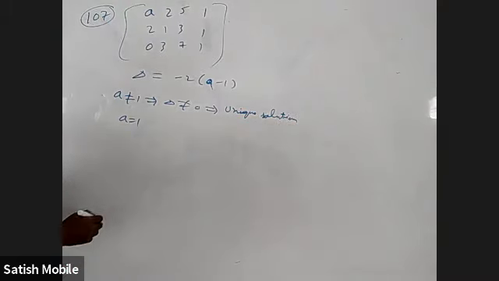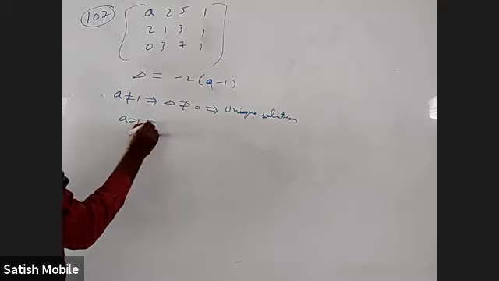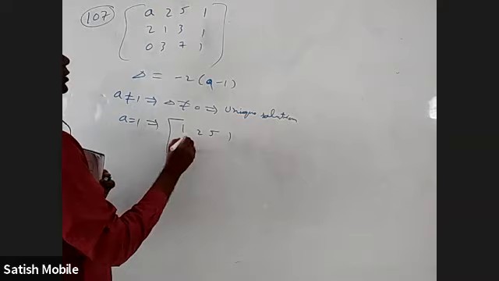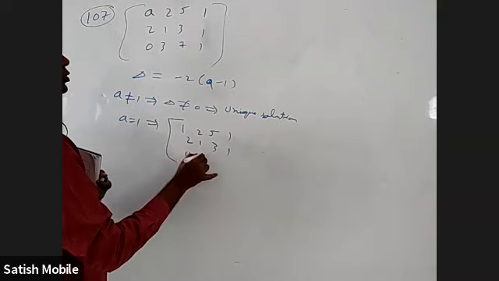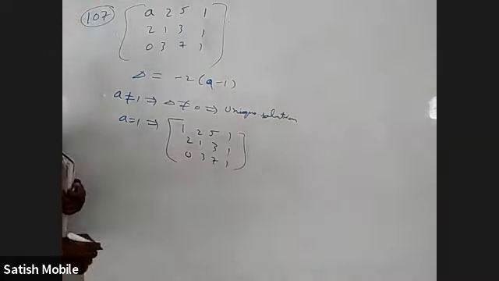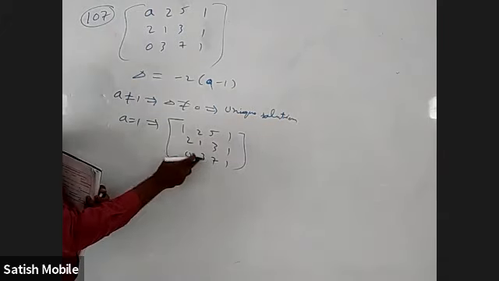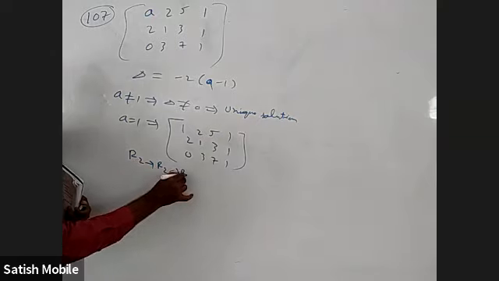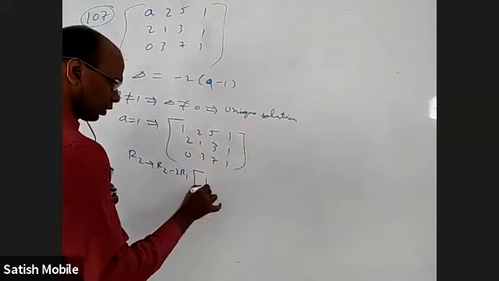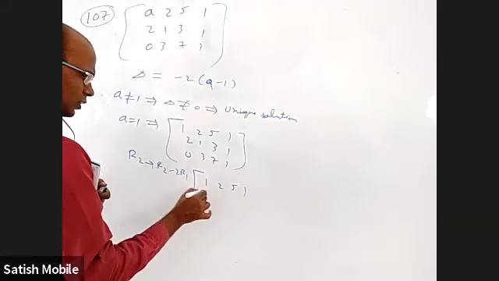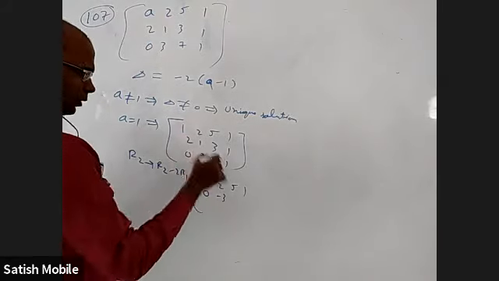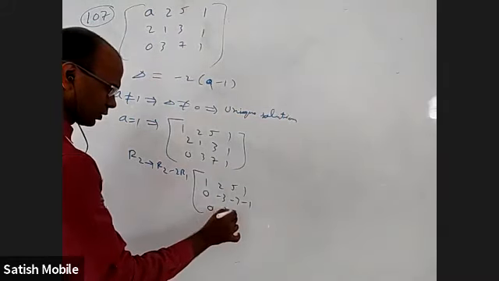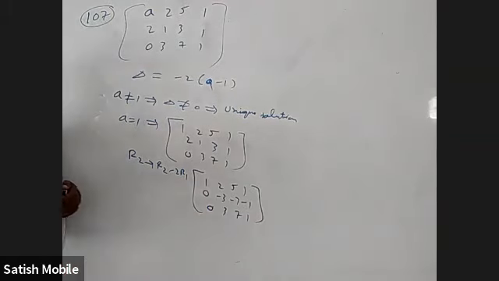A equal to 1, then only one fixed. So it is either no or infinite, one of them it is. 1251, 2131, 0371. Already one 0 is there here, so I have to convert only these two into zeros. So first of all, R2 as R2 minus 2R1. Now 1, 2, 5, 1. If I multiply 2 and subtract, 0, minus 3, minus 7, minus 1. 0, 3, 7, 1.